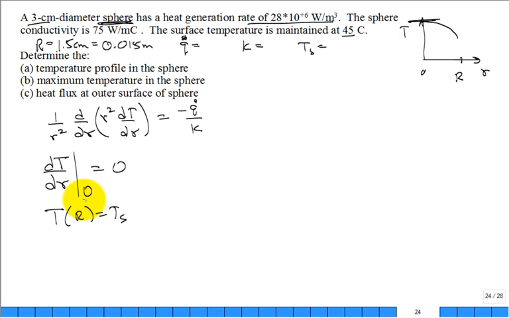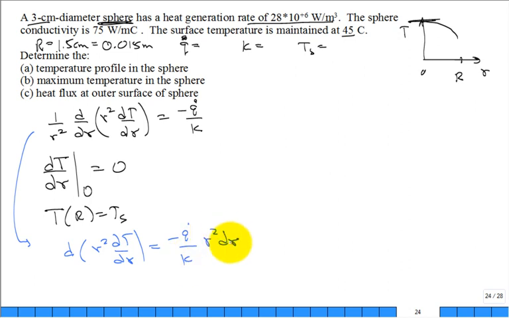And now it's very similar to what we just did. What are you going to do? What's the strategy for solving this differential equation with two boundary conditions? Separate and integrate. And so if we separate, this equation looks like derivative of r squared dT/dr equal to minus q dot over k times r squared dr. There's the separation. And then we do the integration.